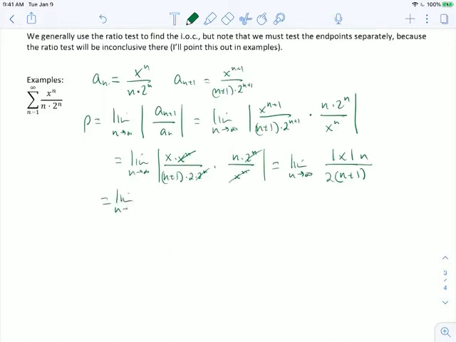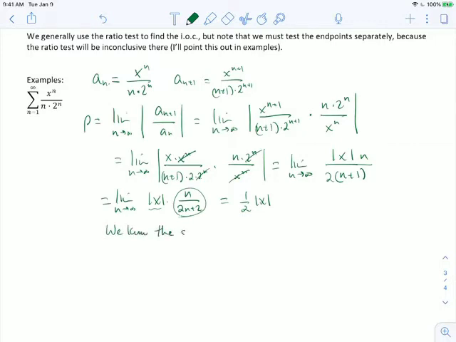So let me go ahead and rewrite it this way. Limit as n goes to infinity of the absolute value of x times n over 2 times n plus 1. The absolute value of x doesn't involve n in any way, so I'm just going to be focusing on this part. The degrees of both numerator and denominator are 1, so the limit as n goes to infinity is going to be 1/2 in this case, and so my limit value of rho is 1/2 times the absolute value of x.